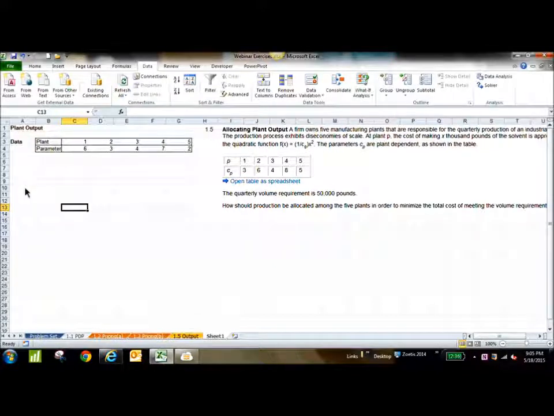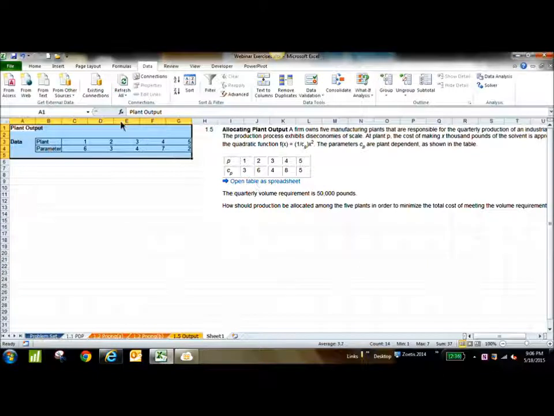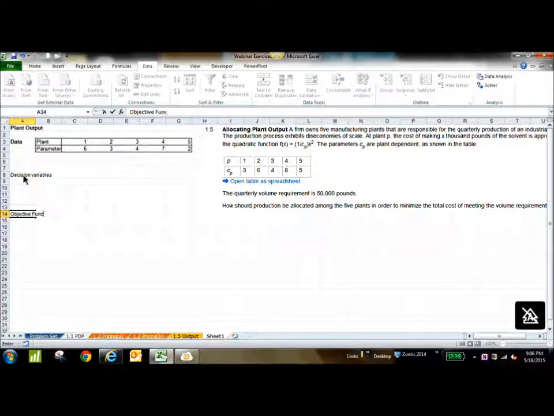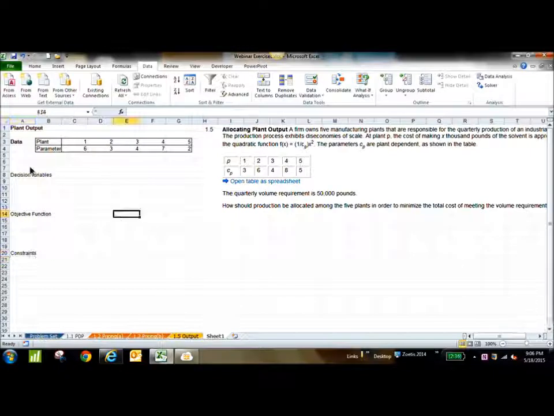Modularity is when you have this information given to you through the exercise. When you click this link, Open Table as Spreadsheet, you get this information in Excel format. Now you have the input information from the exercise. The next thing you do automatically is you start building the different modules: decision variables, objective function, and constraints. These are the key elements in any mathematical model.